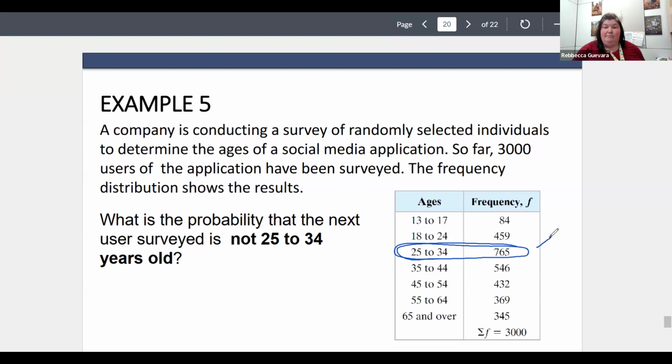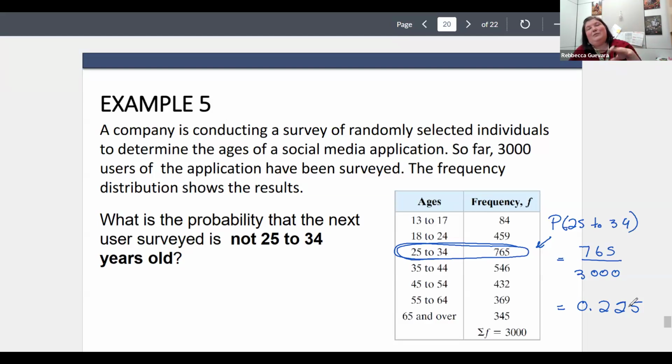So this is being 25 to 34 years old. This probability, we found it out last time, is 765 divided by 3,000. And we got 0.225. So 22.5% of those sampled using the application were between the ages of 25 and 34.